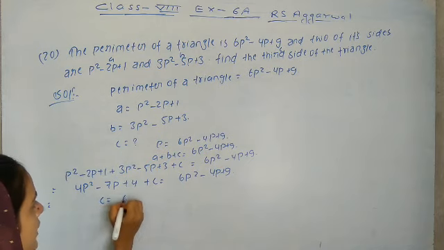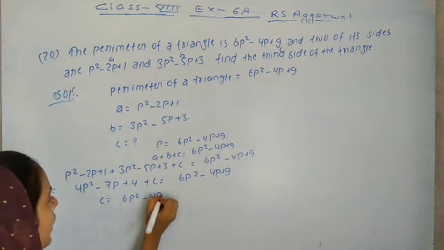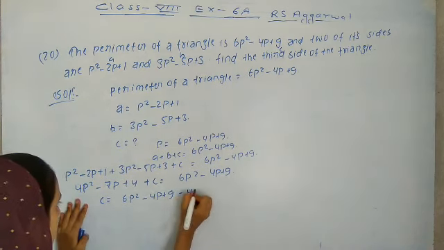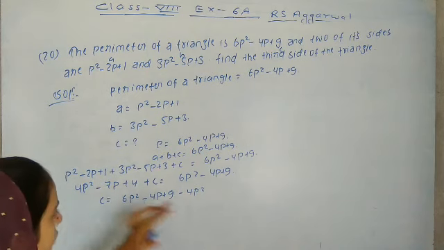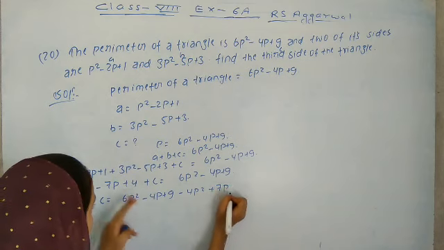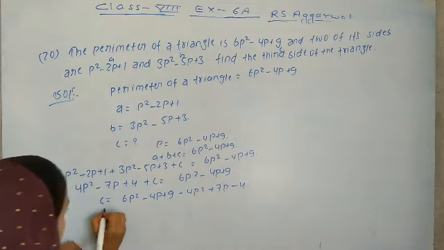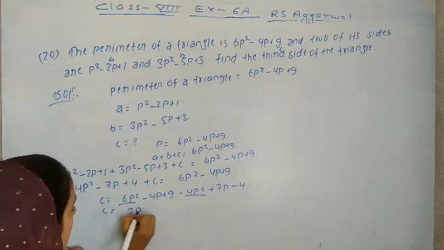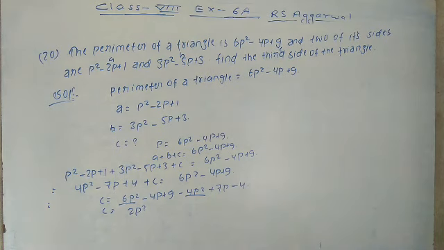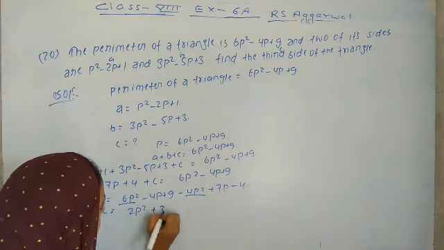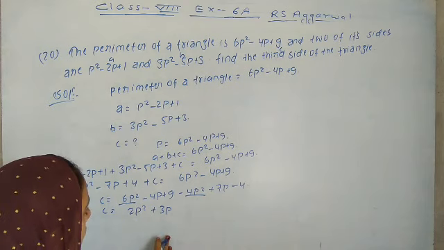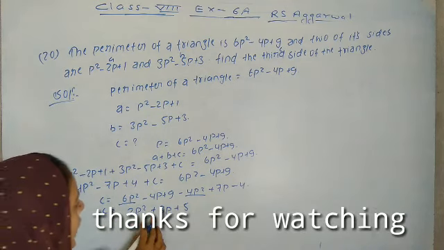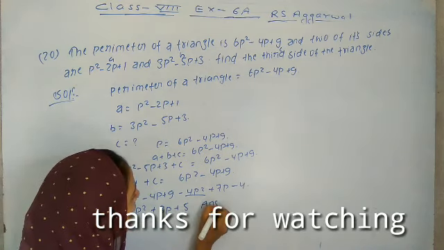C is equal to 6p square minus 4p plus 9, and when this plus comes here it will be minus 4p square, and when this minus comes it will be plus 7p, and when this plus comes it will be minus 4. So C is equal to 6p square minus 4p square will be 2p square, because plus sign is greater, and minus 4p plus 7p will be plus 3p, because plus sign is greater, and plus 9 minus 4 will be plus 5. Therefore, C is equal to 2p square plus 3p plus 5 is our answer.